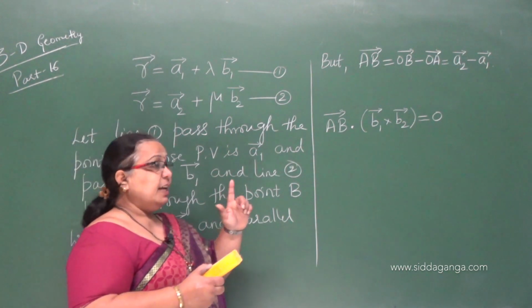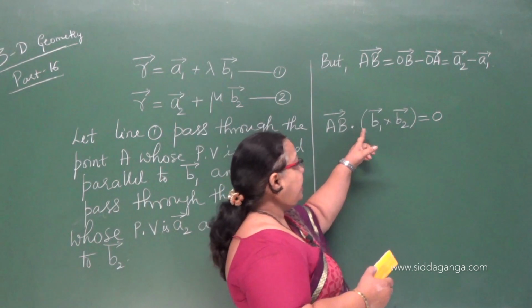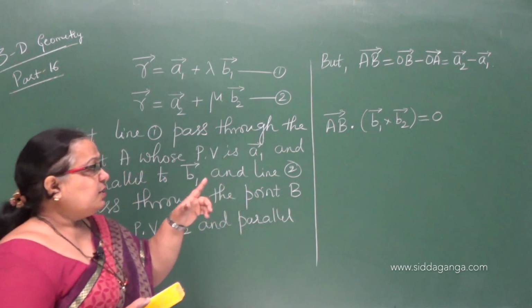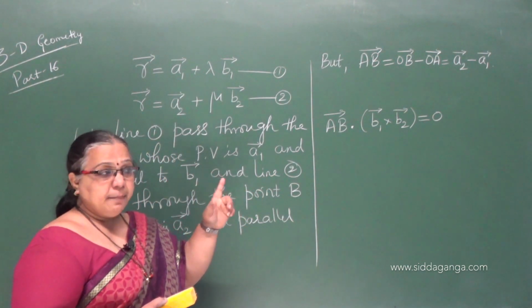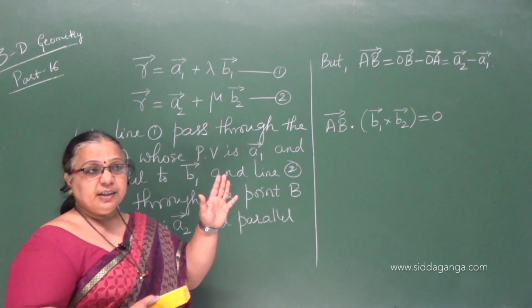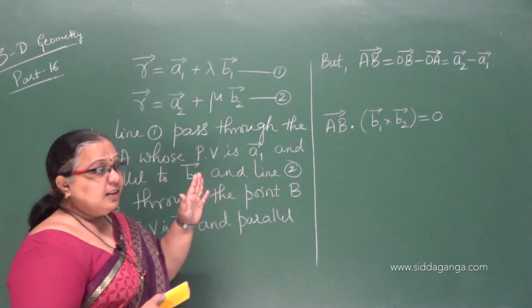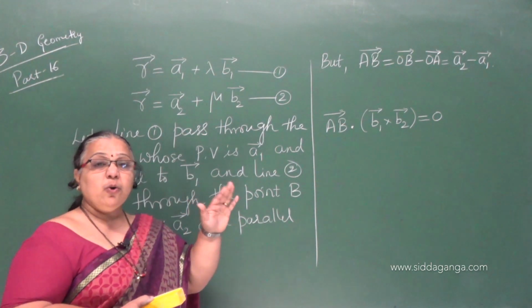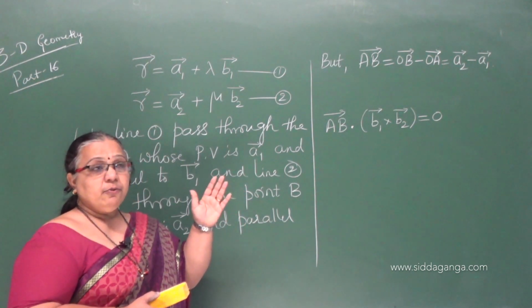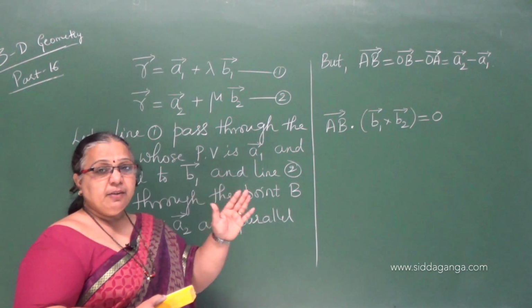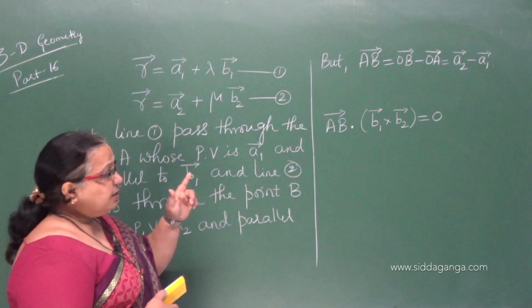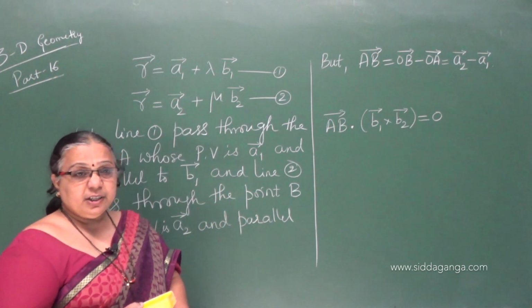So if their scalar triple product is 0, or we can say that if vector AB is perpendicular to b1 cross b2 vector, then we say that the given two lines are coplanar. Or to say it more straightforwardly, if the vector AB and b1 cross b2 vector are perpendicular, then it is coplanar.